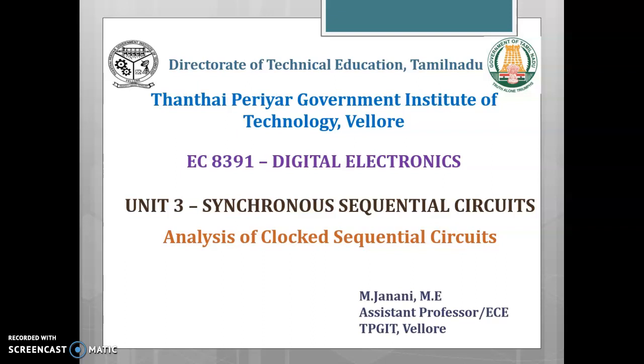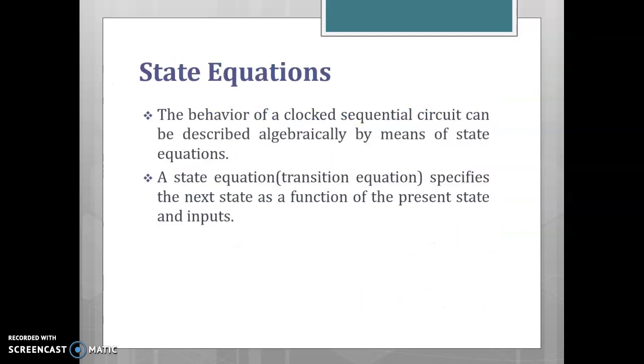Hello everyone. In this lecture, I will be discussing the analysis of clocked sequential circuits. Before starting with the analysis problem, I will discuss a few definitions related to sequential circuits. So we'll start with the state equation.